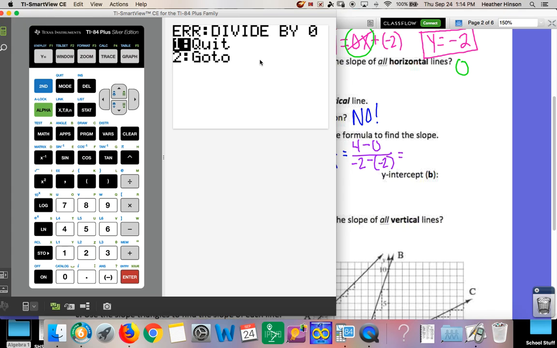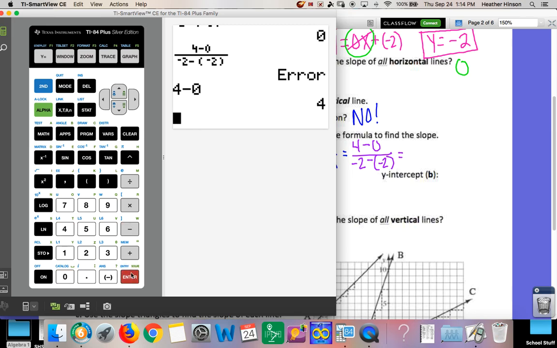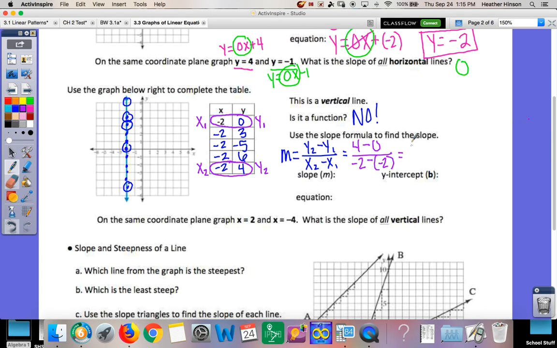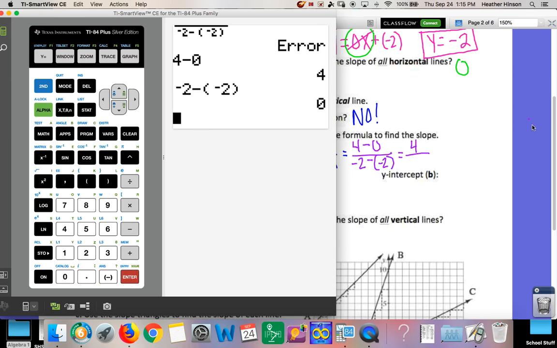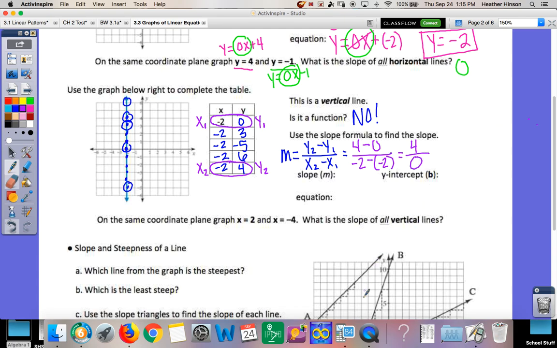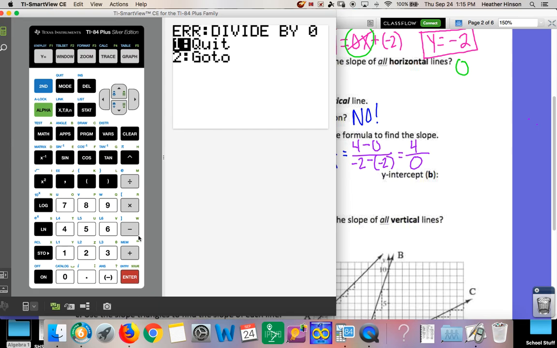Now we got an error for a very specific reason. Let me show you. If we do them separately, the top, 4 minus 0, well, that's 4. But if I do the bottom, -2 minus parenthesis -2, I get 0. Now, if I try to simplify that, 4 divided by 0, everyone always tells me that's 0. It's not. It's an error. You cannot divide by 0.